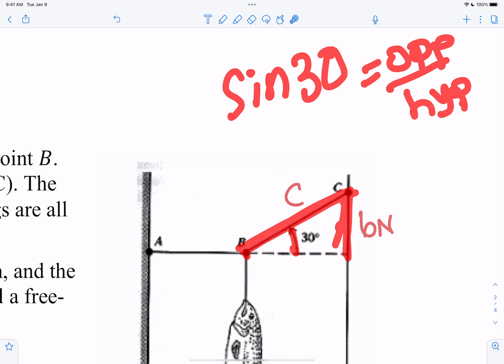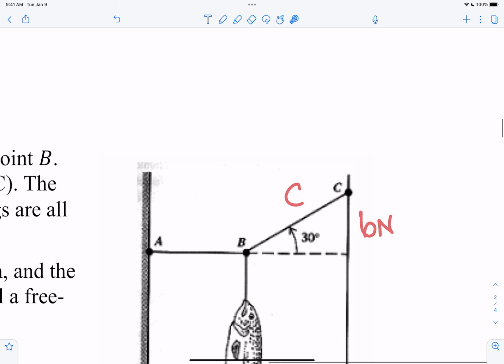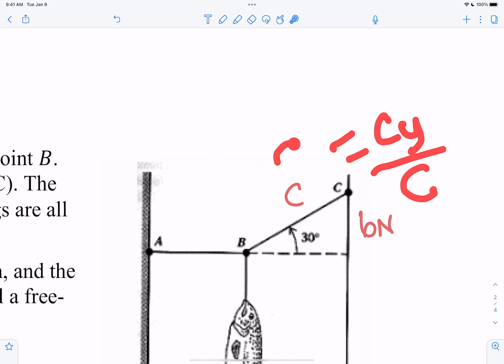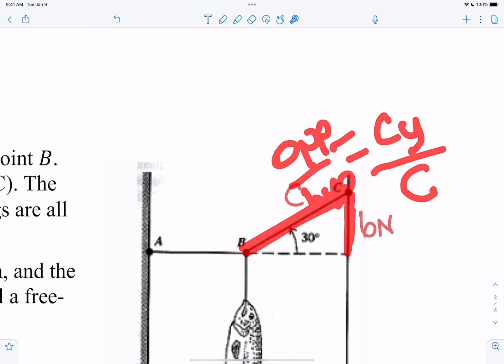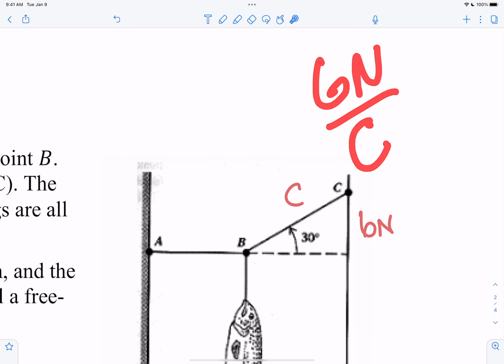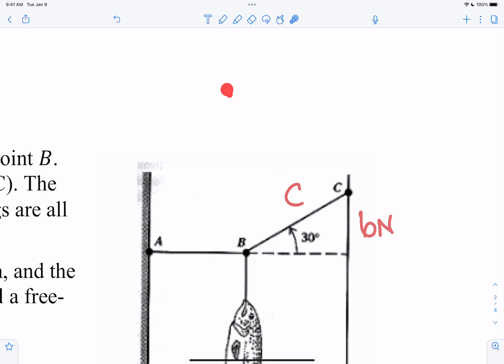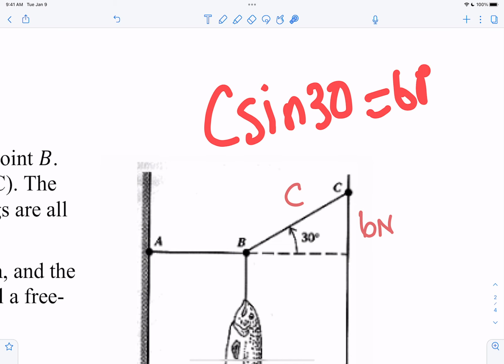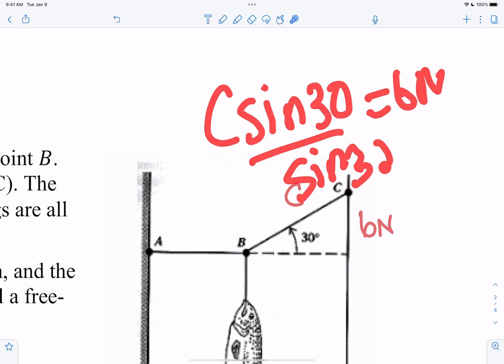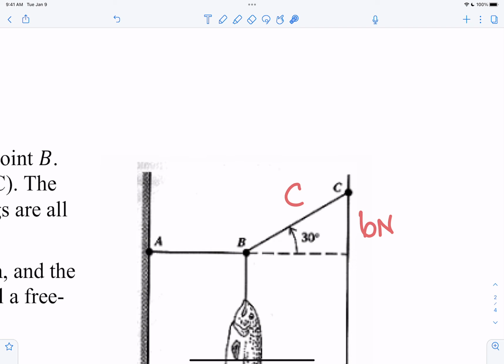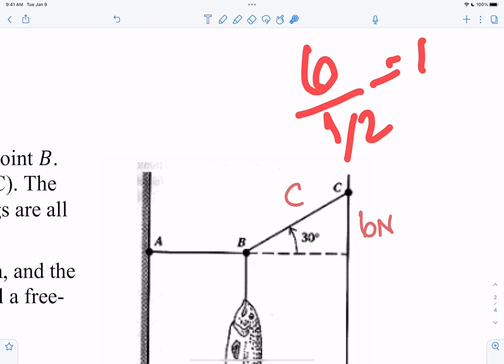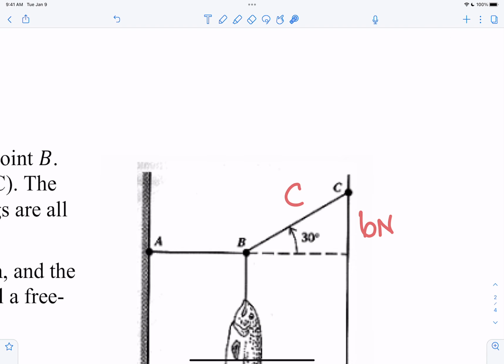The side opposite the angle, divided by the longest side of a triangle, which is the hypotenuse. So that's CY over C. This is your opposite, and this is your hypotenuse. So 6 newtons divided by C is equal to sine 30. I'd multiply over, so C sine 30 is equal to 6 newtons, and then divide by sine 30 on either side. And then you get what C is. That's 6 divided by 1/2, which is just 12. Does that make sense overall?